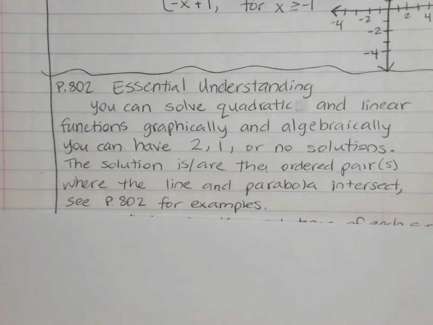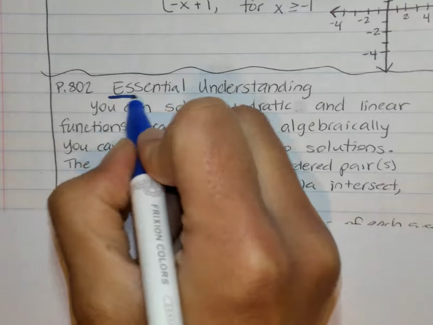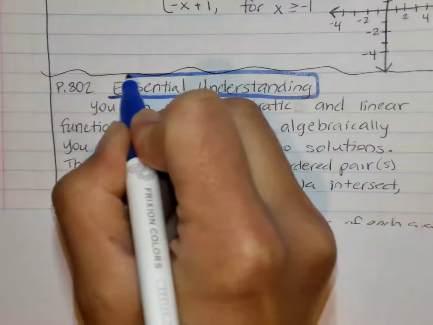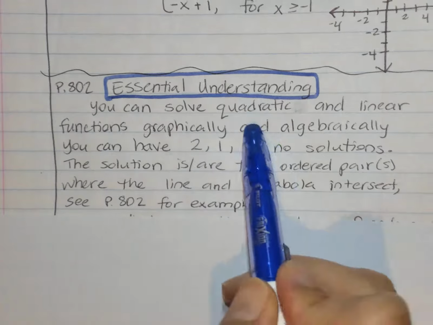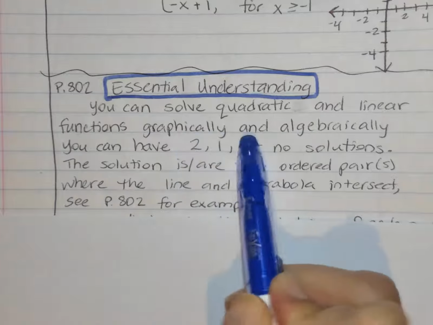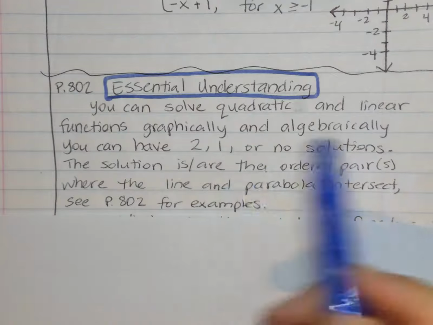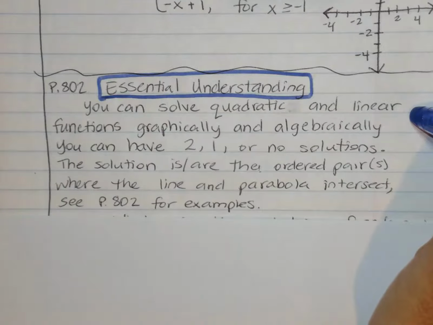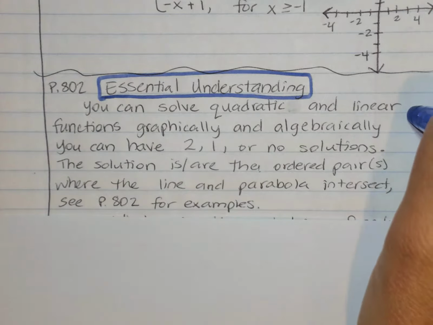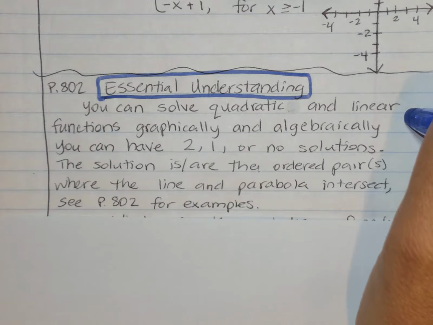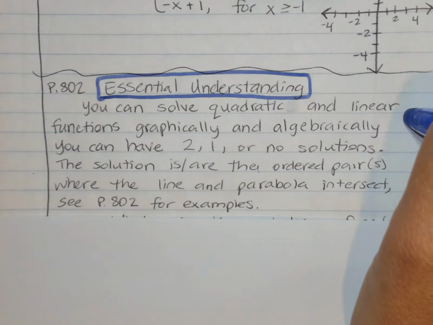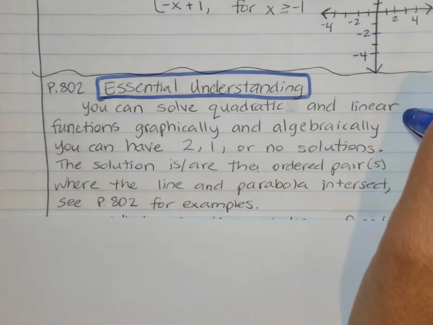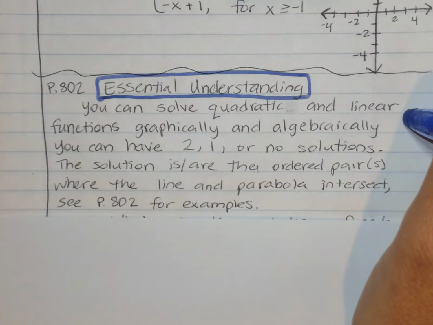This is the essential understanding. All right, it says you can solve quadratic and linear functions graphically and algebraically. You might remember in Math 1 that you would solve a system of linear equations. You learned how to solve by graphing, so you graph and see where the two lines intersect. You can solve by substitution, where you substitute one equation into the other equation and solve. And you can also solve by elimination method, where you cancel out a variable and solve for the remaining variable.